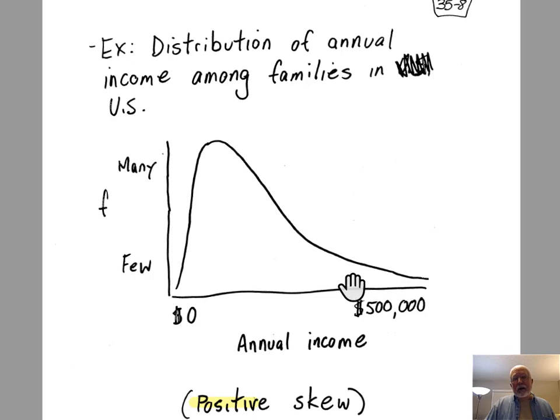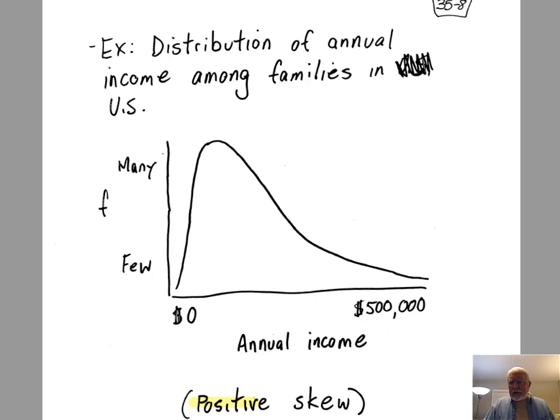So out in this direction, we have people that majored in electrical engineering in college, people that majored in chemical engineering in college. We have physicians that are in specialties that are particularly valued. We have people that work on Wall Street and get big bonuses. They are way out here on the right side, and they give it a long, pronounced tail on the right side of the distribution, creating a positively skewed distribution.